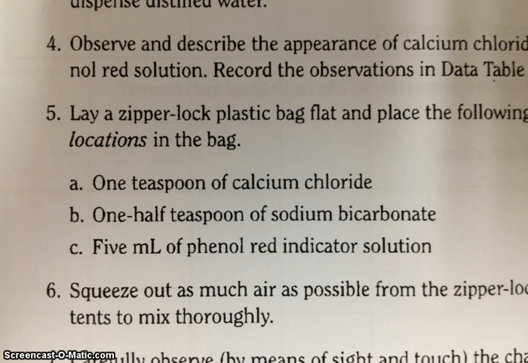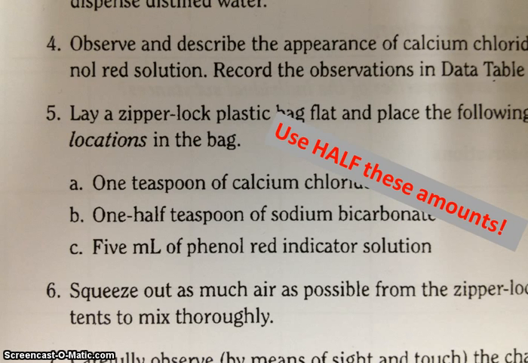In Part A of this lab experiment, you'll be studying the overall reaction, but there are some changes that I'd like you to note in the amounts of the chemicals that we will use. Instead of 1 teaspoon of calcium chloride, we will use 1/2 of a teaspoon. Instead of 1/2 of a teaspoon of sodium bicarbonate, we'll be using 1/4 of a teaspoon. And instead of 5 milliliters of phenol red, we'll only be using 2.5 milliliters of phenol red.